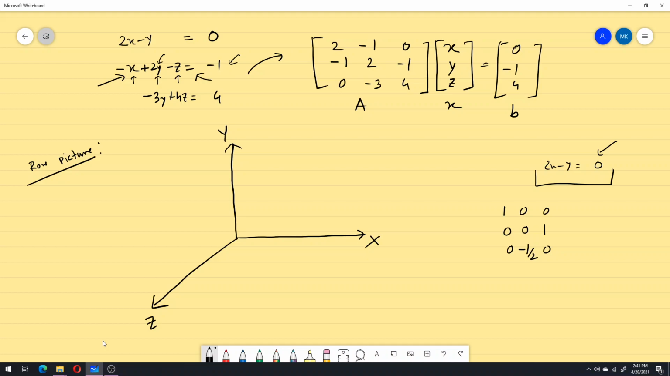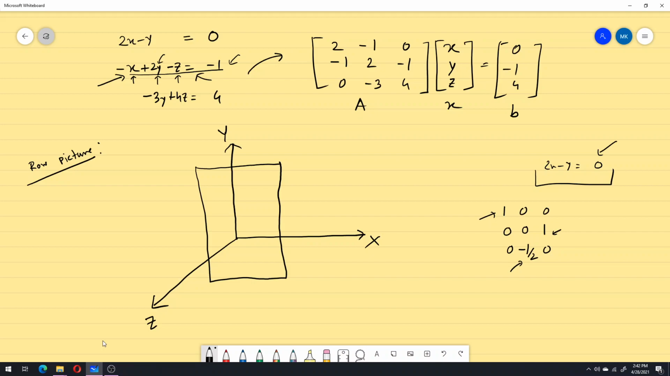So if you plot all these points here, what you will get is a plane. Okay, you will get a plane on this 3D coordinate system, which will have all the three components. Okay, so the row picture of this particular equation would be a plane through the origin in this 3D coordinate system.